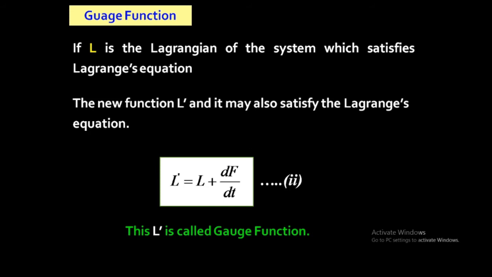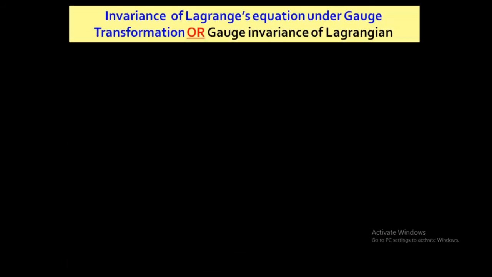Now I have to prove that if L is the Lagrangian of the system, so L satisfies the Lagrange's equation, then whether L dash, the gauge function, satisfies the Lagrangian equation or not. We have to prove that. If I am able to prove that L dash is satisfying the Lagrange's equation, then I can say that Lagrange's equation is invariant under gauge transformation, or this is also called the gauge invariance of Lagrangian.